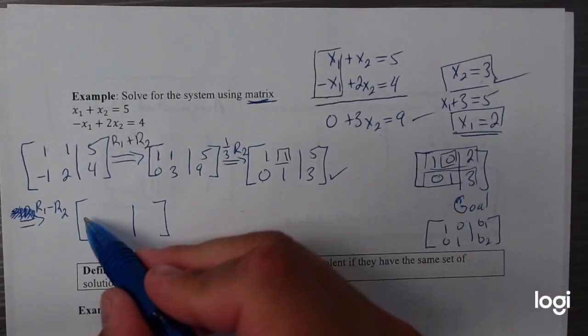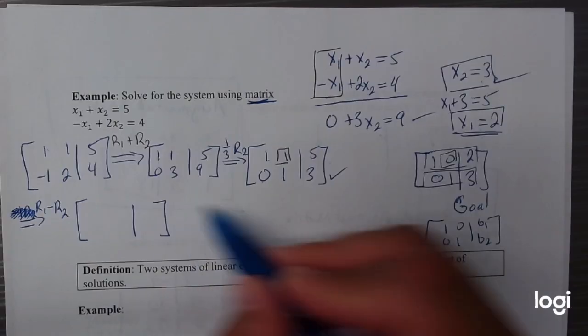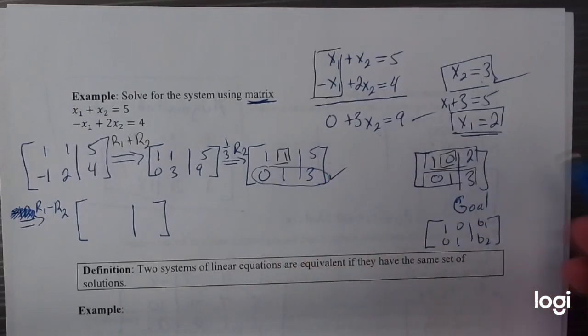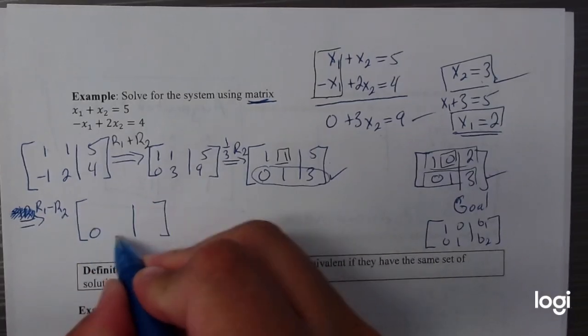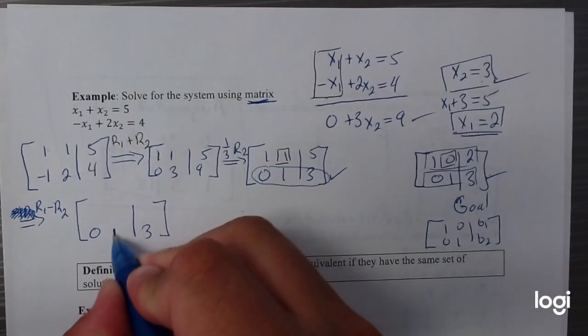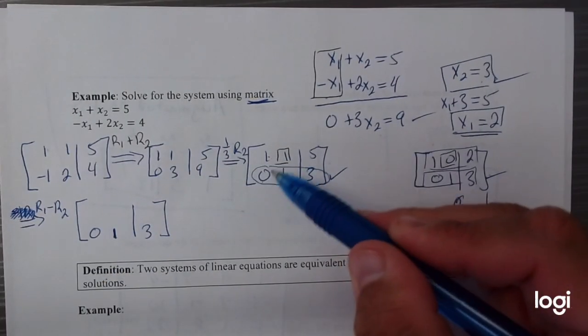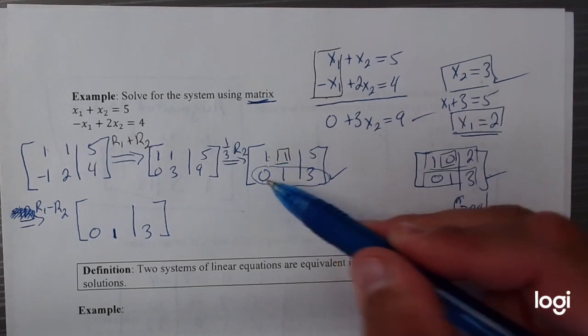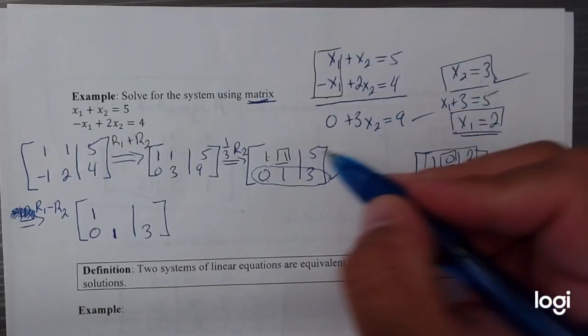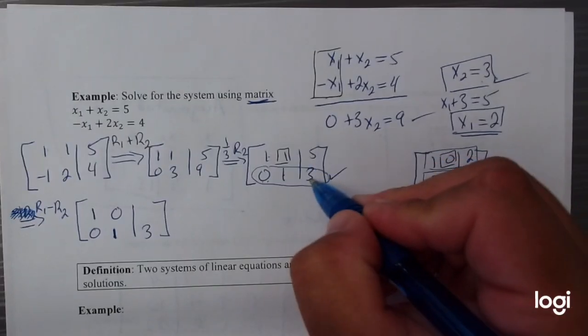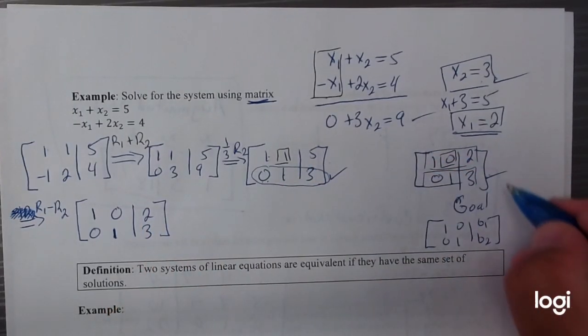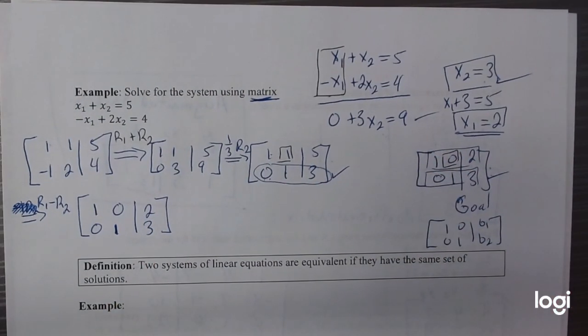Now, the result I'm going to put in row 1, because I don't want to change row 2. I already got my goal, right? I don't want to change something I already have. So now I just got to remember I'm doing this minus this. So 1 minus 0, 1. 1 minus 1, 0. 5 minus 3, 2. And look at that. We got our goal.